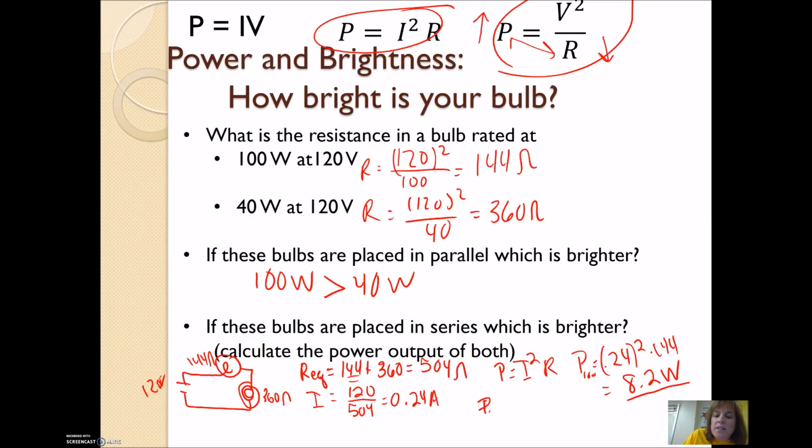What about for the 40 watt? So the power for our 40-watt bulb, again, it's in series, so the current is the same, 0.24, times the resistor, which is 360. That's a bigger resistor. So 0.24 squared times 360, that's 20.7 watts or 21 watts. Wow, that's still dim compared to 40 watts, but way brighter than the 100 watt. So when bulbs are placed in series, because the rated lower wattage bulbs have a bigger resistor, they actually are brighter. We'll see if you remember that tomorrow when we play How Bright Is Your Bulb?